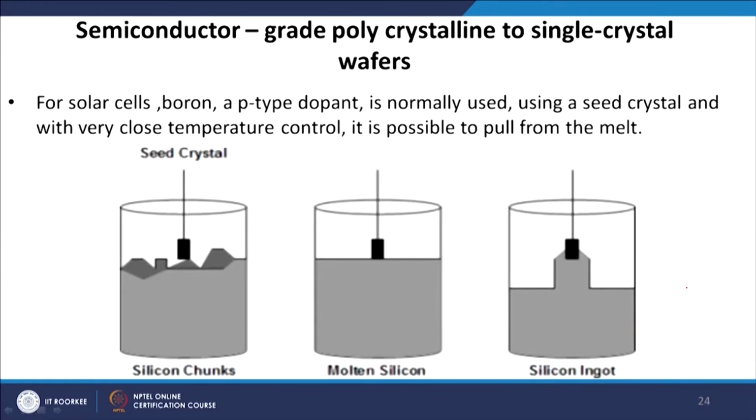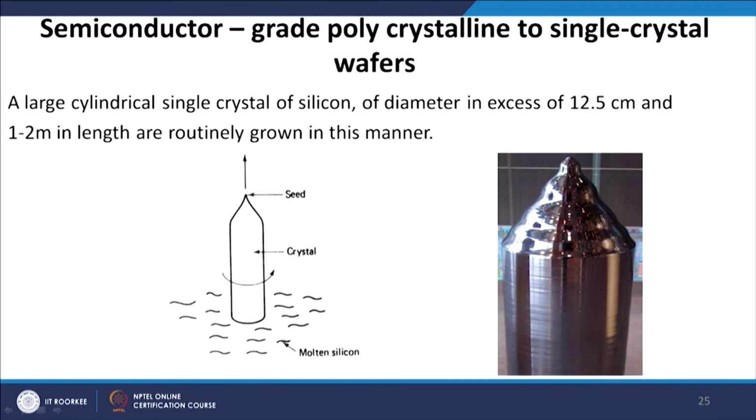For solar cells, boron, a p-type dopant, is normally used. Using a seed crystal and with very close temperature control, it is possible to pull out a p-type doped crystal from this melt. So, let us say this is a seed crystal and this is my silicon chunks or molten silicon. The seed is first dipped inside this and taken out and you get a silicon ingot like this. A large cylindrical single crystal of silicon with a diameter in excess of 12.5 centimeter and 1 to 2 meter in length is routinely grown in this manner.